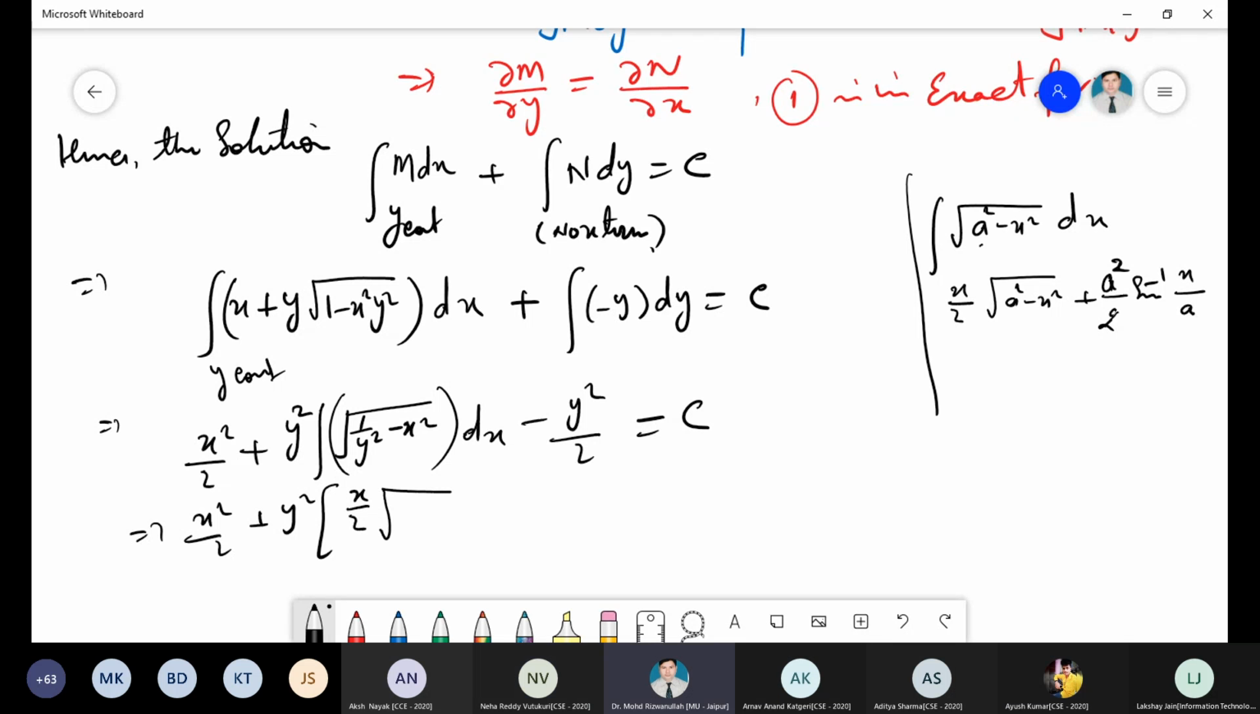Okay. So this will be x by 2. Just take this in place of a, this is 1 by y, or a square is 1 by y square.